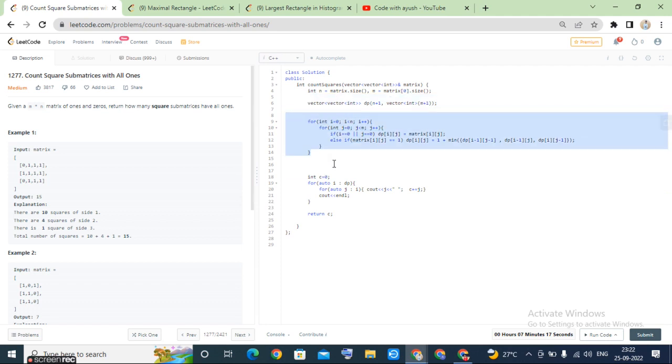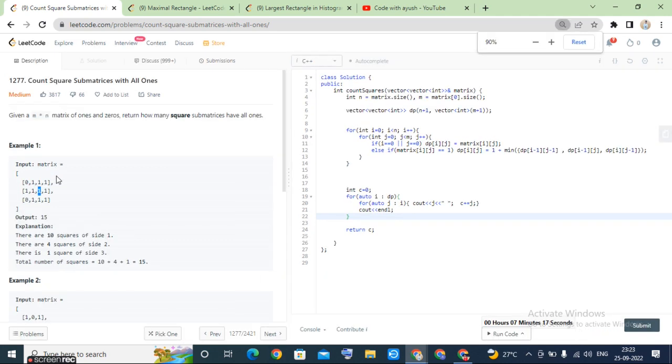And then calculating dp values, the dp value will store the number of squares ending at this point. For example, for this one it will be 1, for these three ones also. For this one it will be 2, because what are the 2 squares ending at this point? One is a 1 cross 1 square, other is a 2 cross 2 square, right?